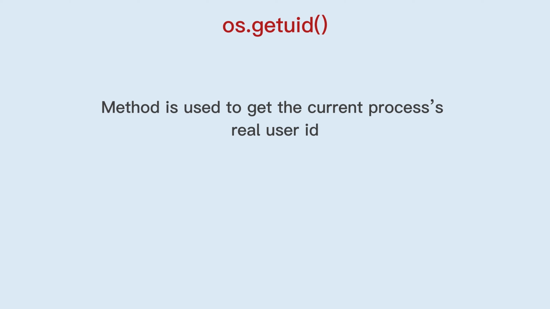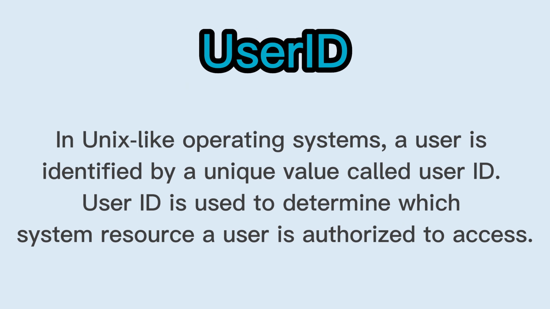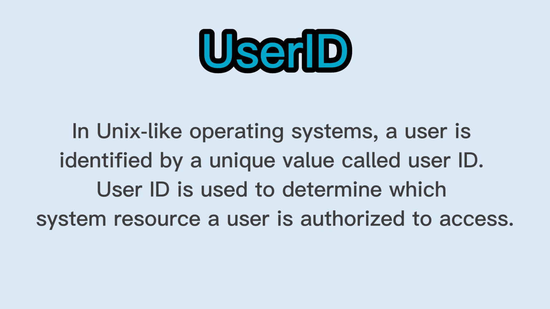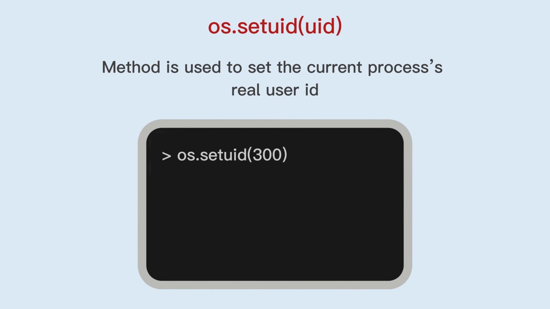os.getuid: this method is used to get the current process's real user id. User ID: in Unix-like operating systems, a user is identified by a unique value called the user ID. The user ID is used to determine which system resources a user is authorized to access. os.setuid: this method is used to set the current process's real user id.